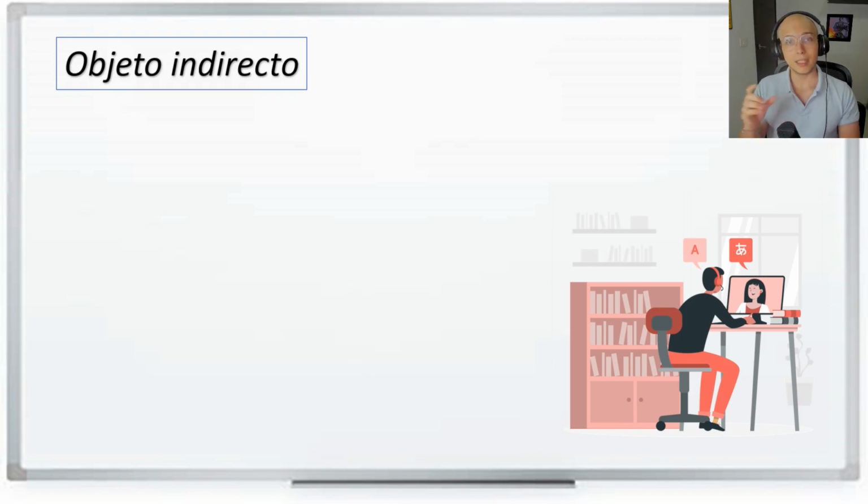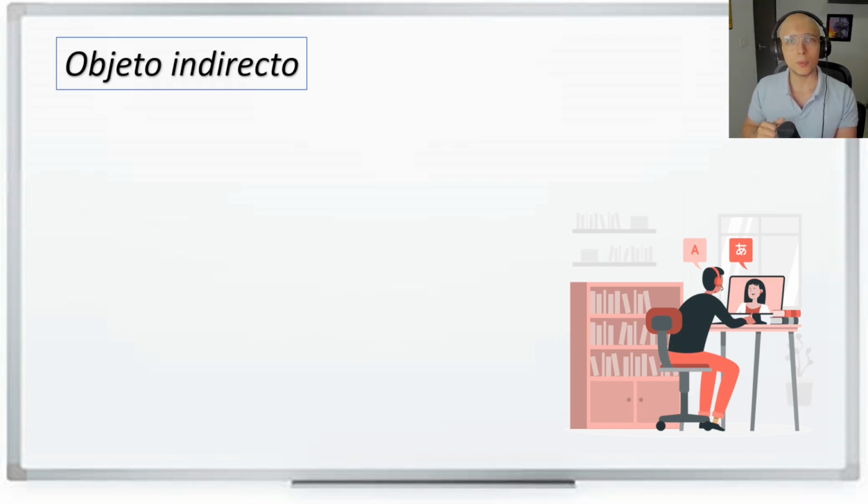Now, the cake will be the direct object because it received the action of being cooked. And him would be the indirect object because I cooked it for him. So he's receiving the cake and he's the reason why I did the action. So that's why he's the indirect object.